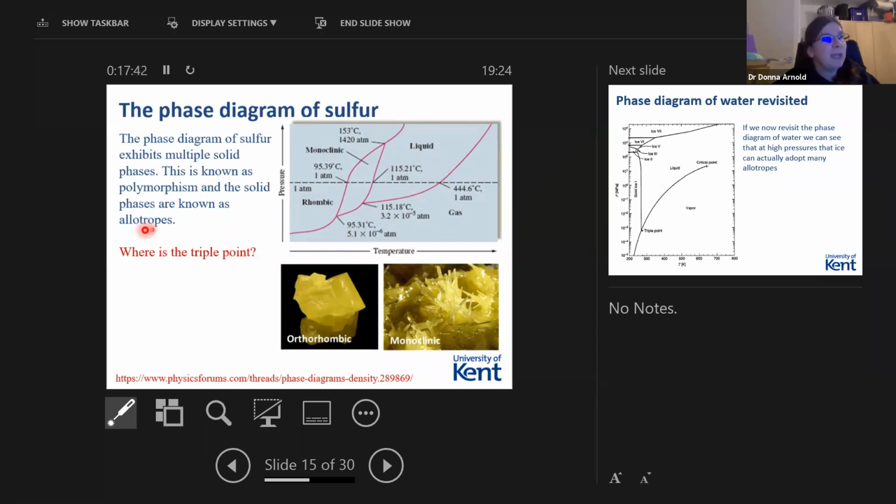So the big question is, where is the triple point? I can see lots of places where I have multiple phases in equilibrium.